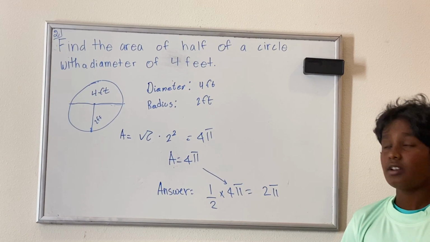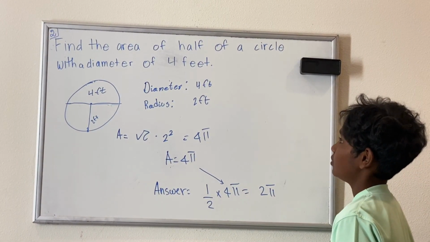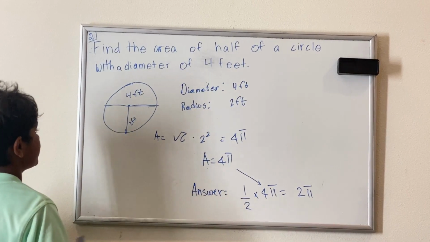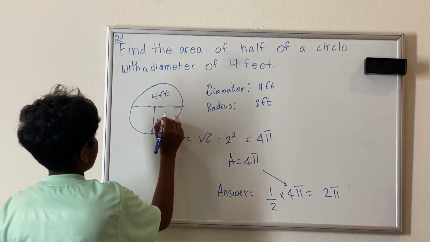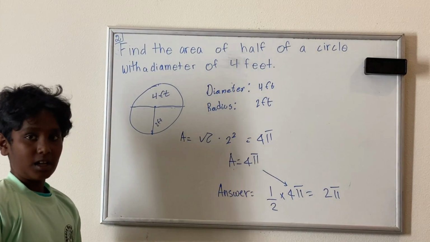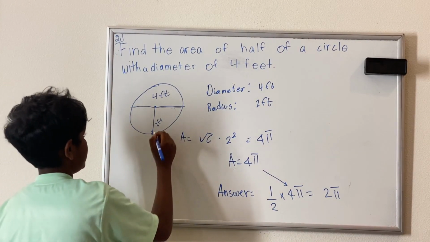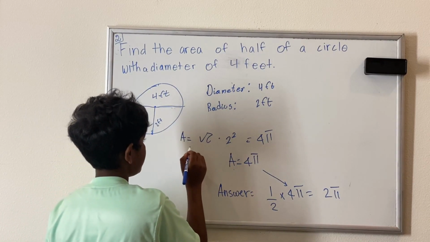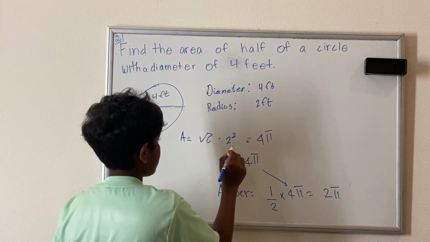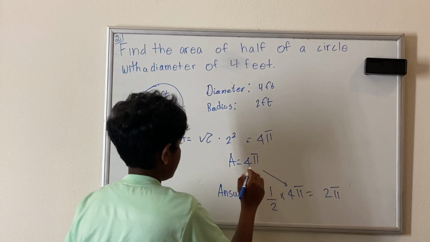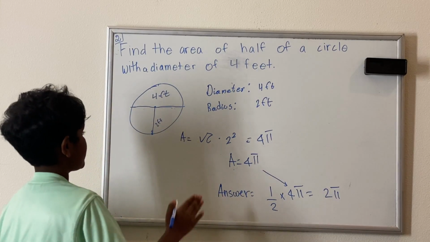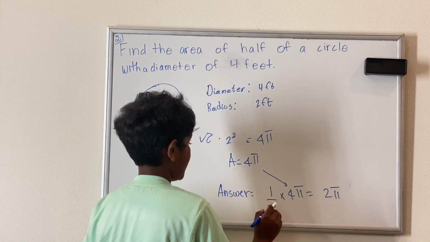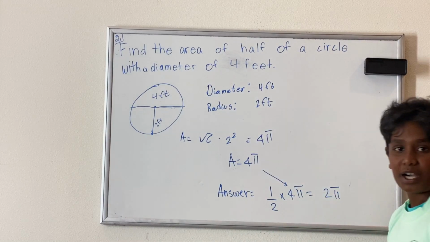Problem number 2. Find the area of half of a circle with a diameter of 4 feet. So, as we can see from the figure, the diameter of this is 4 feet, and we're trying to find half the circle, which is radius. So that is equal to 2 feet. So now we can go into finding the area of the circle. So we know the area is pi into 2 squared, which is equal to 4 pi. But the 4 pi represents the full circle. We're trying to find half the circle. So our answer would be half of 4 pi is equal to 2 pi.